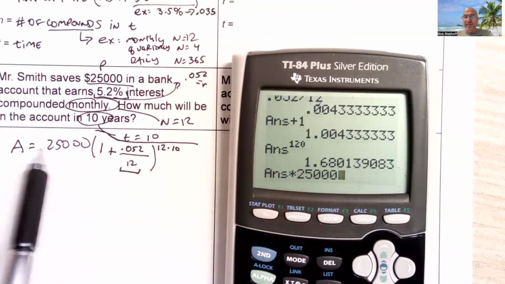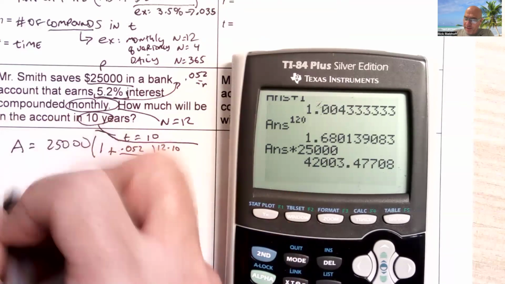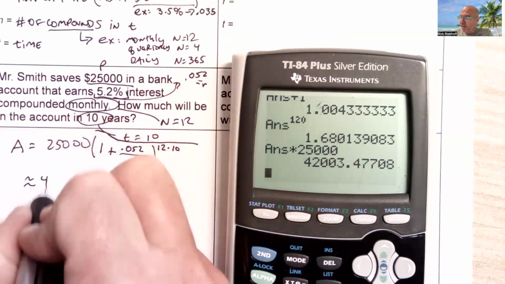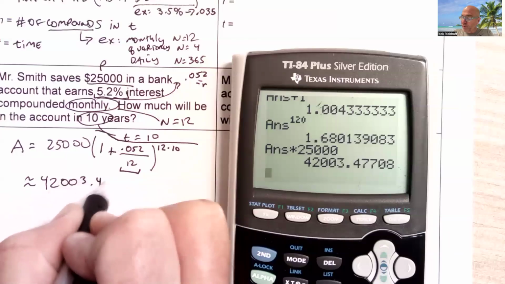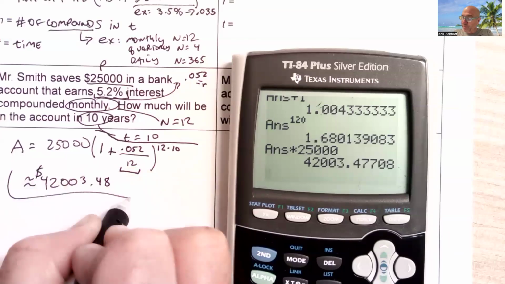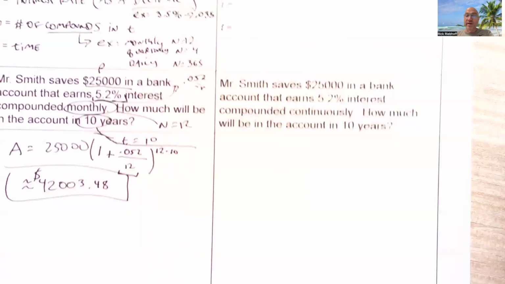You could just plug this whole thing in and maybe get there all at once. I like to take it one step at a time so I don't mess up. So the amount at the end is about equal to $42,003.48. I'll round to the nearest penny. There we go. Not bad. Not bad, Mr. Smith. All right, let's move on.